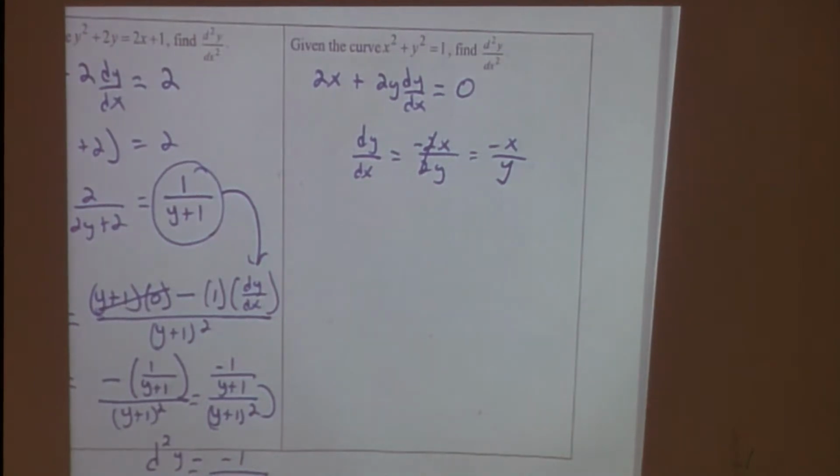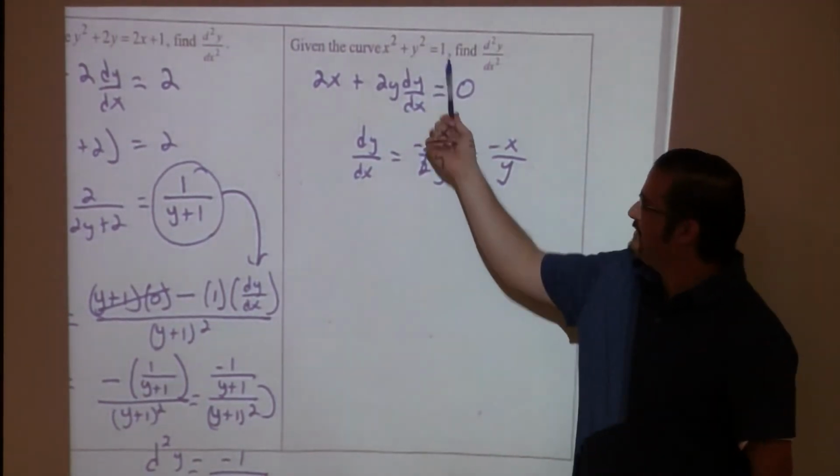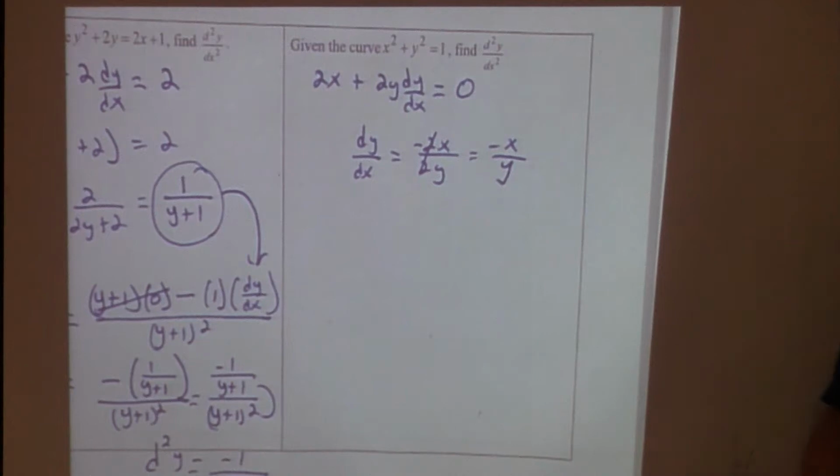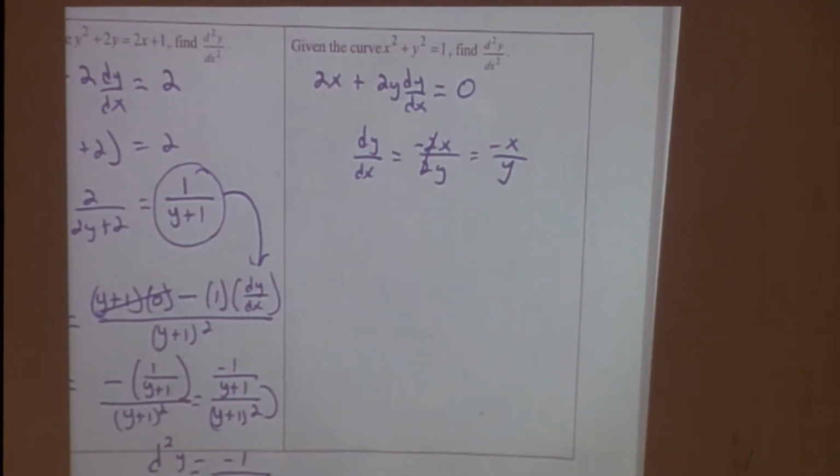Wait, we just did that problem though. Didn't we do that problem? No, but it had a 25. Did it matter that it had a 25? No, right? So this should be the derivative for any circle that has a center at 0, 0. As long as the center is at 0, 0, the derivative of all of those circles will always be negative x over y. Isn't that beautiful?